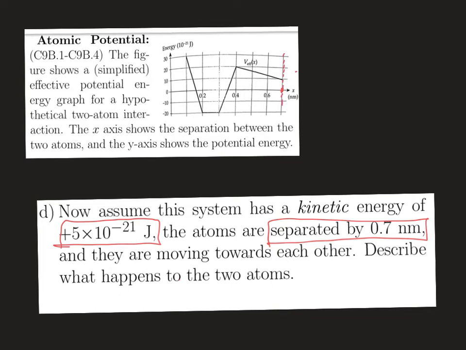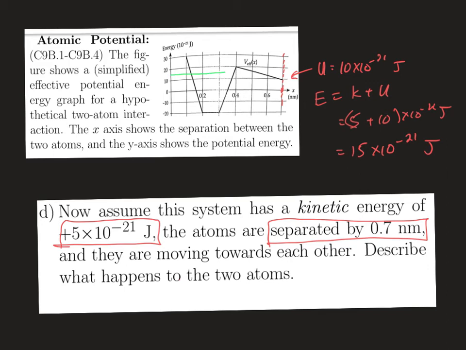That means that they have a potential energy of U, which I can just read off this as being about 10 times 10 to the minus 21st joules. Okay, so now since energy is K plus U, this tells me what the total energy is, which is 5 plus 10 times 10 to the minus 21st joules. And so the total energy right now is 15 times 10 to the minus 21 joules. So now we just repeat the same logic we used before. 15 is right here. That actually is the situation we were in part C, so we could actually go back and look at that.